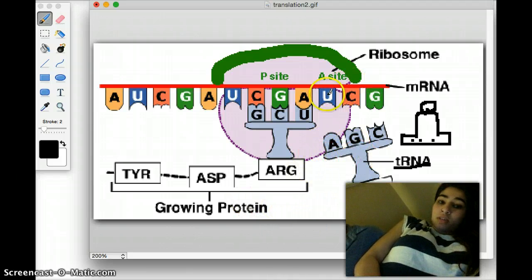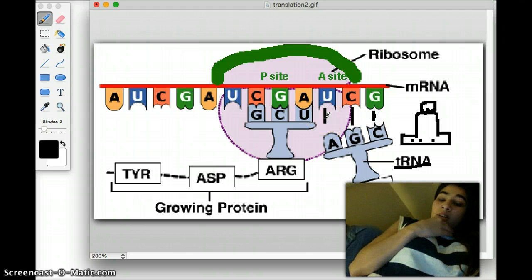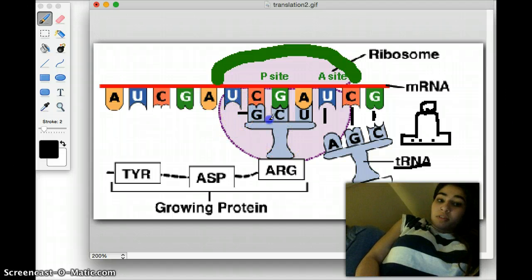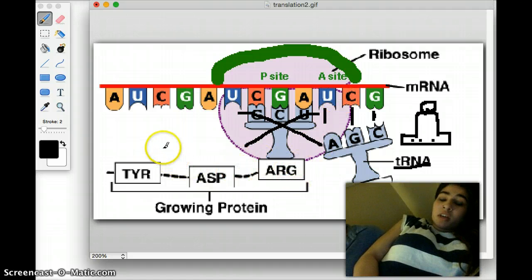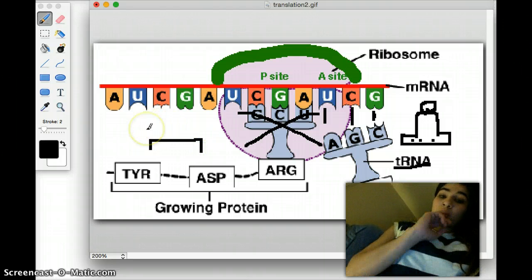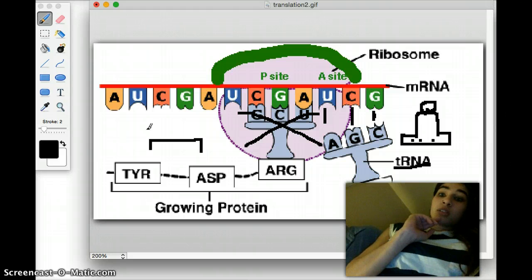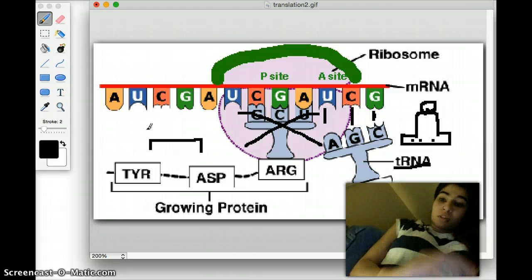once it attaches here, once it becomes bonded and they match up, then this tRNA disappears and it's no longer there, and it's just the protein that's left. And then the proteins attach to each other with something called a peptide bond, which is just a bond between two proteins.